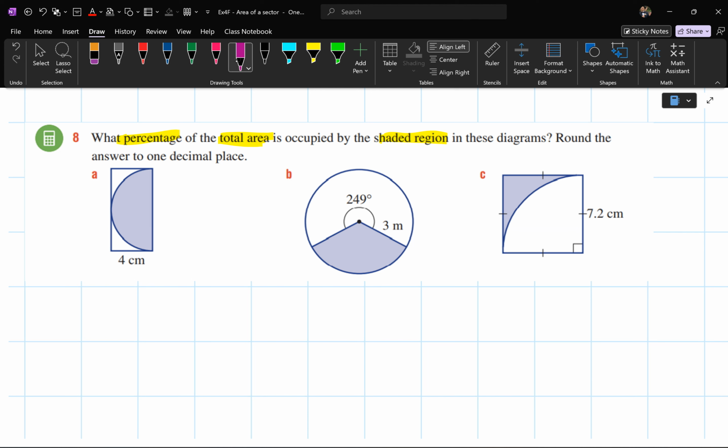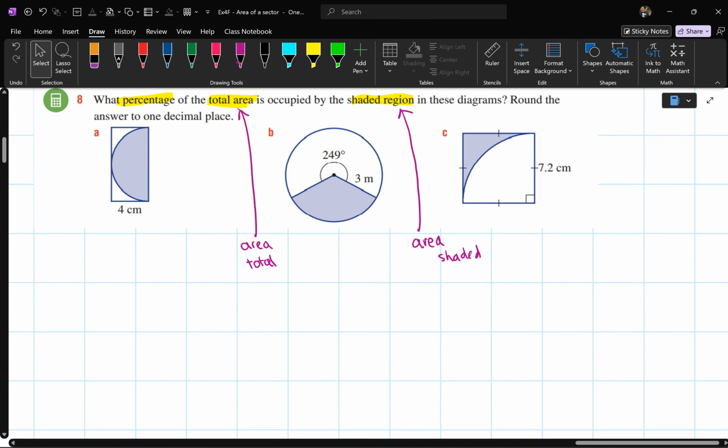Well, it seems that we will need two components. We need to know how much is shaded, okay? And we also need to know what is the total area, okay? So we need to know the area that is shaded, and we also need to know the total area of the shape. So we're going to do exercise 4F question 8b. So let's have a look.